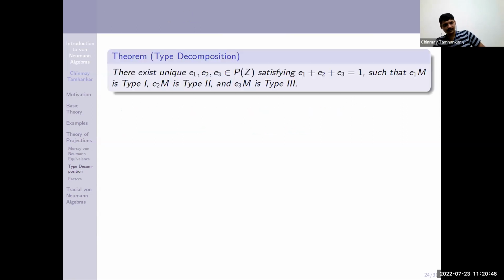But what we have is this so-called type decomposition. That means that you can decompose M uniquely into algebras of these types. The theorem says that there exist unique central projections in M which add up to 1, and such that E1M is type 1, E2M is type 2, and E3M is type 3. So M can be written as a direct sum of all these three. So M can be decomposed into algebras of different types, and this decomposition is unique.